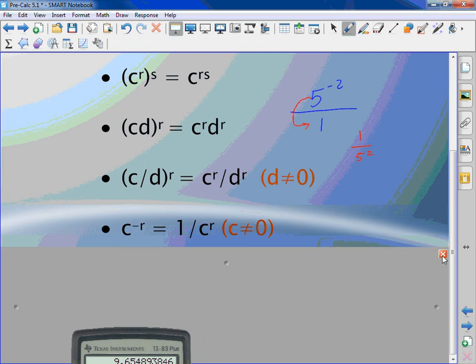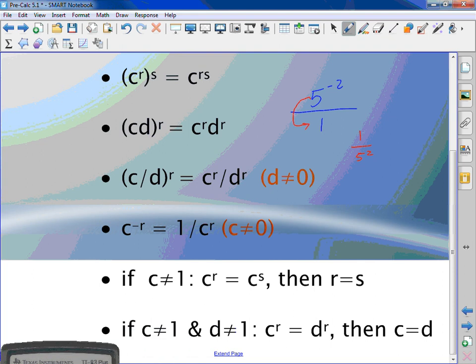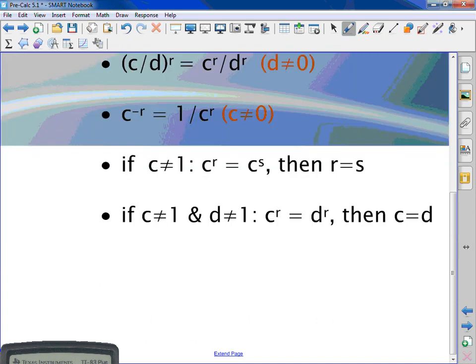And the last two, if I put numbers in, it makes sense. If I have c to the r equal to c to the s, then r has to equal s. If 5 squared equals 5 squared, then 2 has to equal 2, of course. If I have c to the r and d to the r, then c has to equal d.